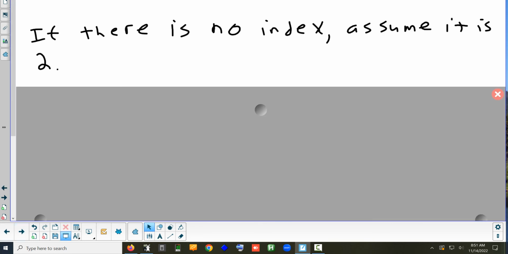If you see a radical symbol or radical sign, and there is no index, we always assume that it's a 2. That is the symbol for a square root. Technically, I guess you could put a 2 right there for the index. I've never really seen it written that way, but you could. So if there's no index, we always assume it's a 2.